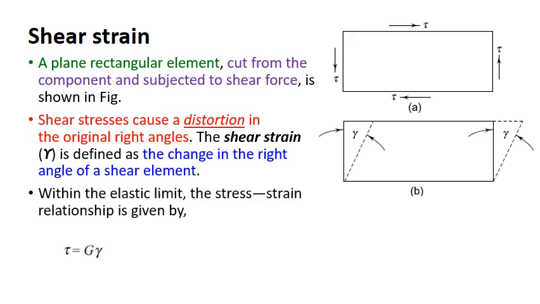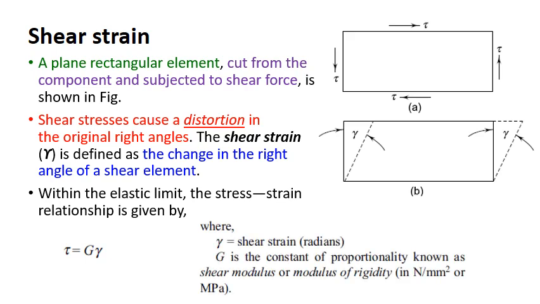So within the elastic limit, again Hooke's law holds, that is tau is proportional to gamma. The constant of proportionality is G, which we call shear modulus or modulus of rigidity. Okay, and again G, modulus of rigidity, is written in GPa. Of course you can express that in MPa also, but the convention is to use GPa.